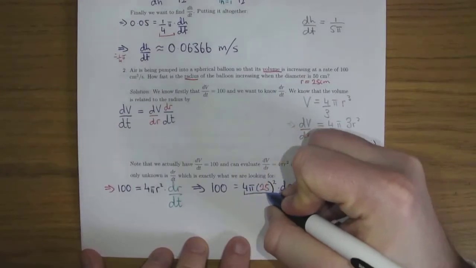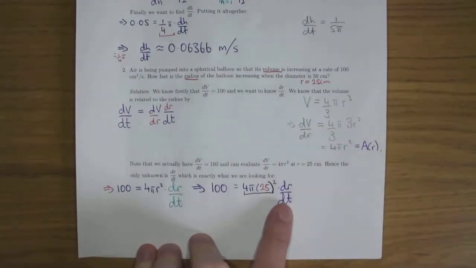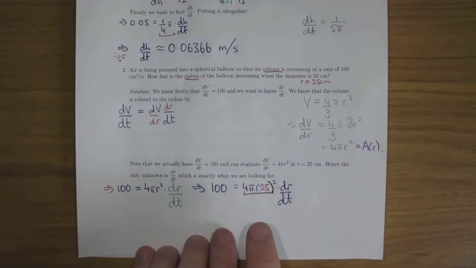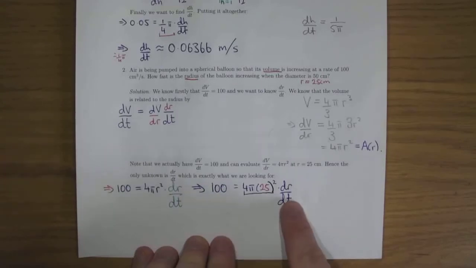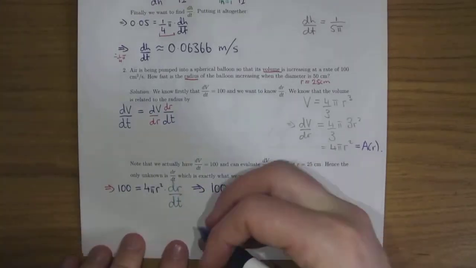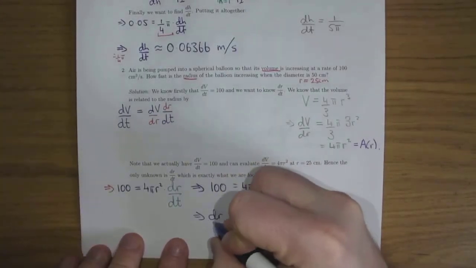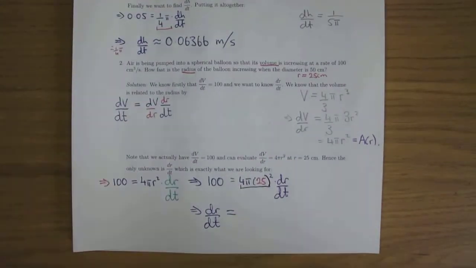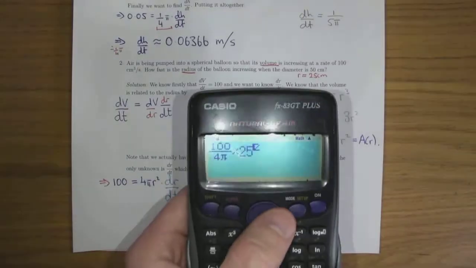So ultimately, you've got a number here that's multiplying what you're looking for, and the inverse of multiplying by this number is dividing. So I'm going to divide both sides by 4 pi 25 squared. If I divide the right hand side by that, I'll be left with dr/dt. And so I must divide the other side as well. So I've got 100 divided by 4 pi by 25 squared, which is not actually what I put into the calculator. Look, what a dope.